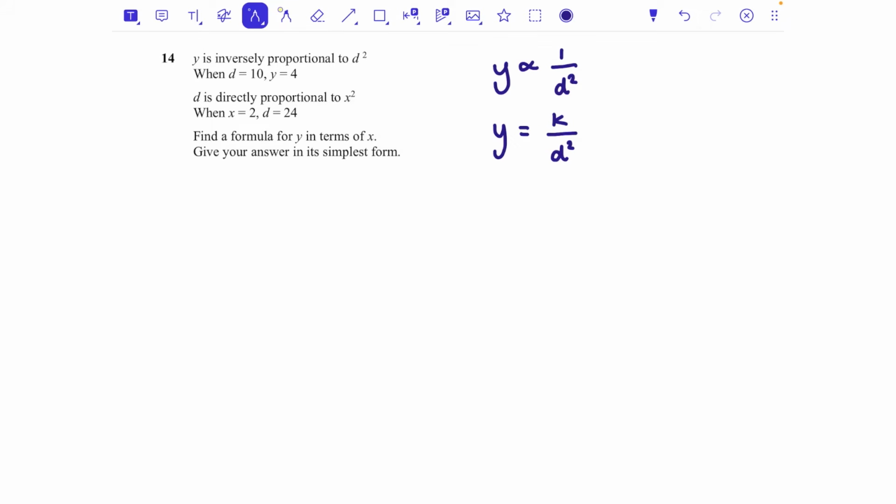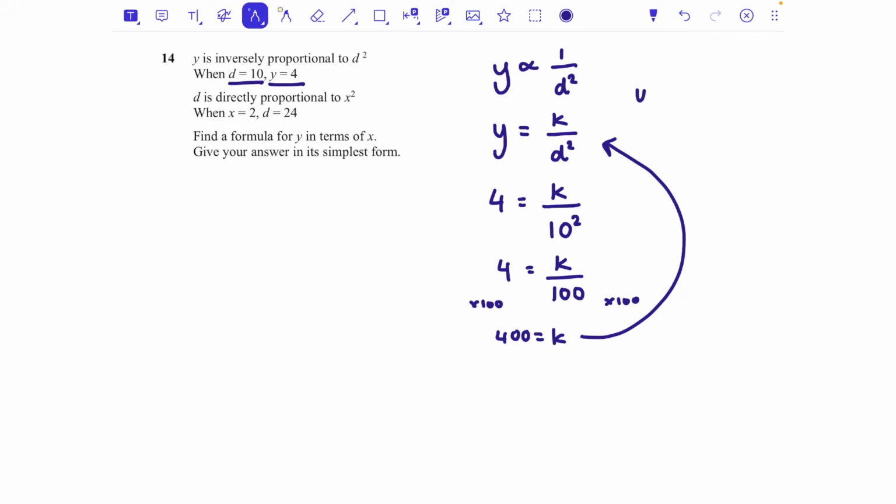Now we're told that when d is 10, y is 4. So I'm going to substitute those numbers in. 4 equals k over 10 squared, which means that 4 equals k over 100. How can we work out what k is? Well, we can just multiply both sides by 100 to get it on its own. So 400 is k. And that means that we can now go back to here and say that y equals 400 over d squared. And we now have this formula that connects y and d.